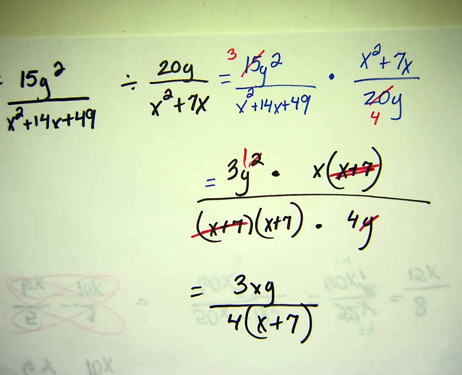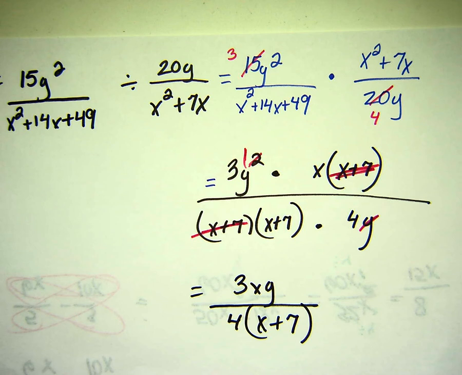15 and 20 are both factors of 5, or multiples of 5. So 15 divided by 5 gives you 3. 20 divided by 5 gives you 4. So that's where the 4 and the 3 are in the bottom. Then the next, I'm going to factor this one. Notice how both your x squared and your 7x both have x. So if I factor out an x, I'm left with x times x plus 7. Brought down my 3y squared.